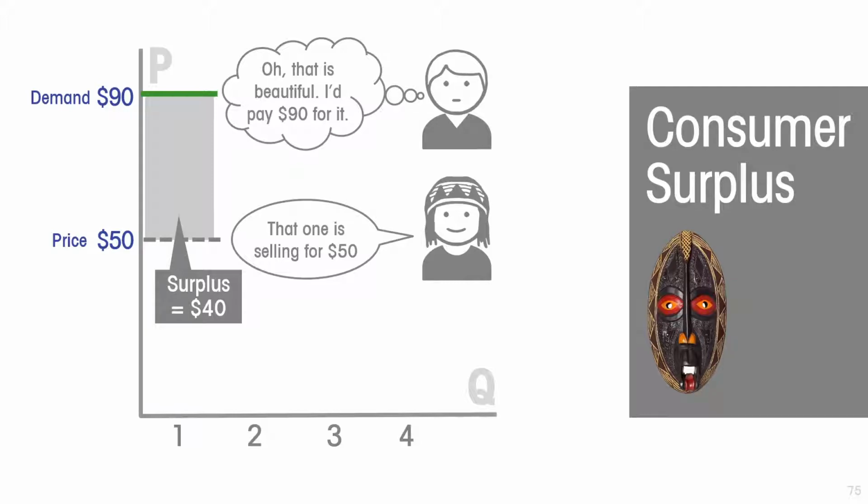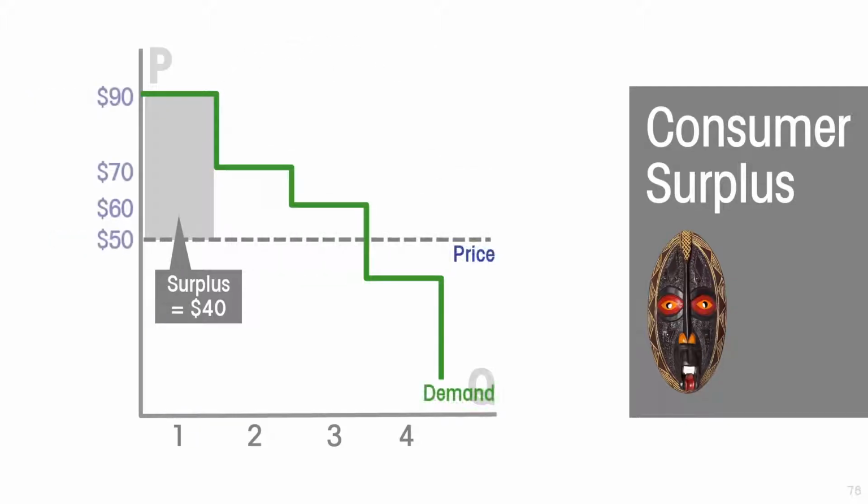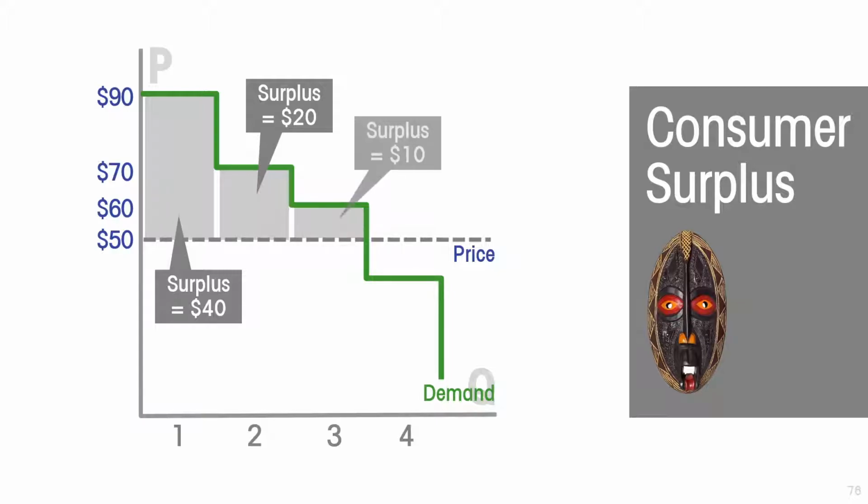A second customer, either less keen or just as keen but less wealthy and not able to pay as much, perhaps it's worth $70 to him. If he pays $50, then the consumer surplus is $20. The third customer, only willing to pay $60, has a consumer surplus of $10.